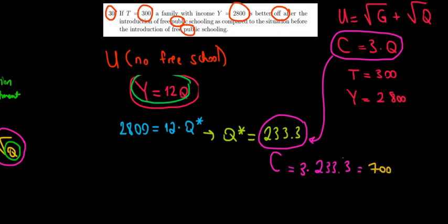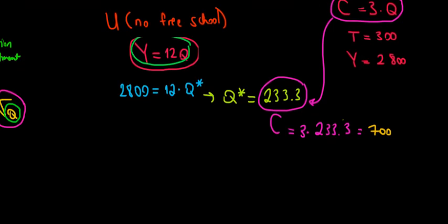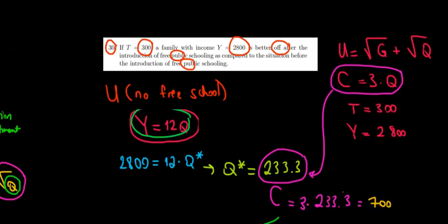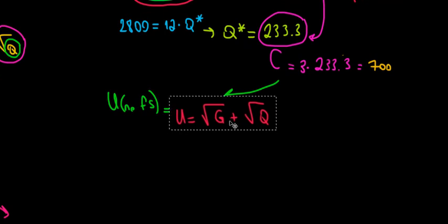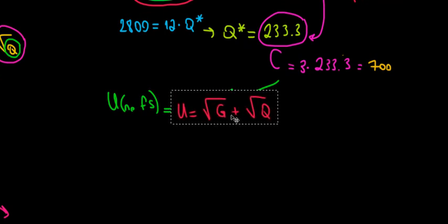What would be the utility? Let's calculate it over here. The utility without free school would be equal to, what was the utility function? We have it here: the square root of the amount of goods plus the square root of the quality.